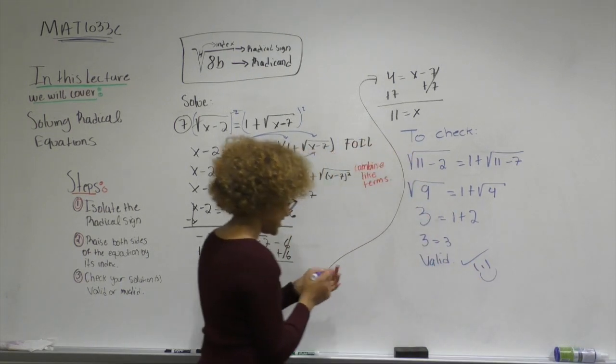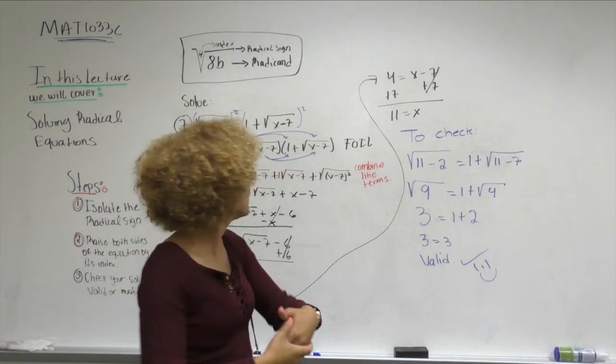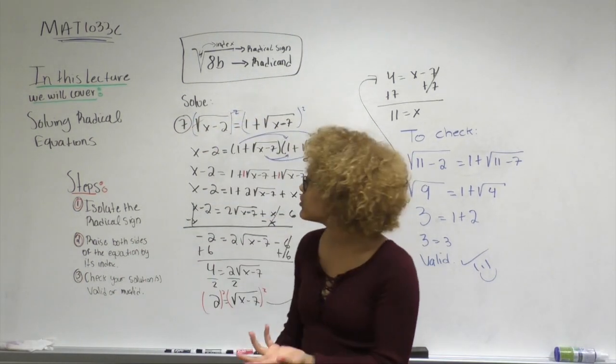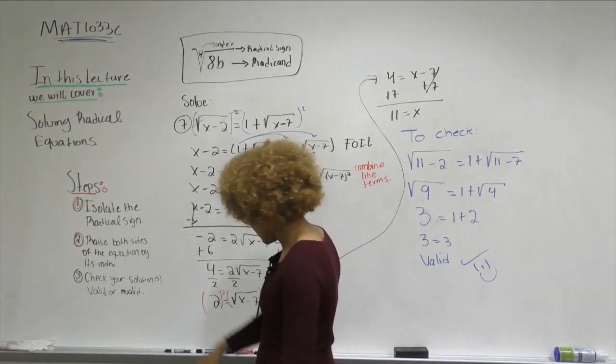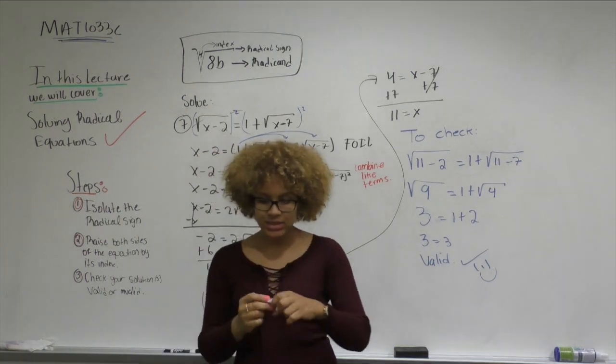Okay, so I have given you exactly 7 examples of how to solve a radical equation. So we have completed this section.